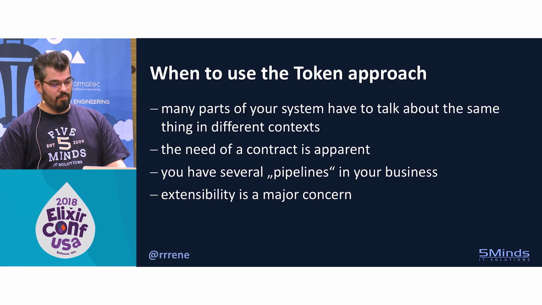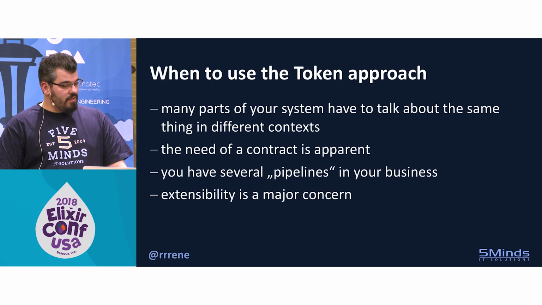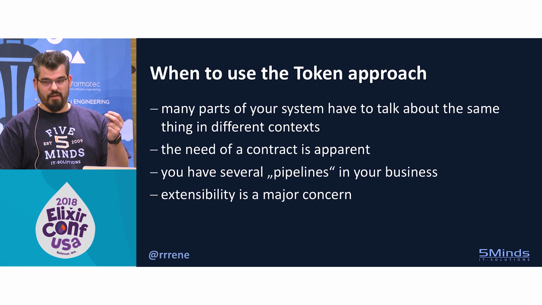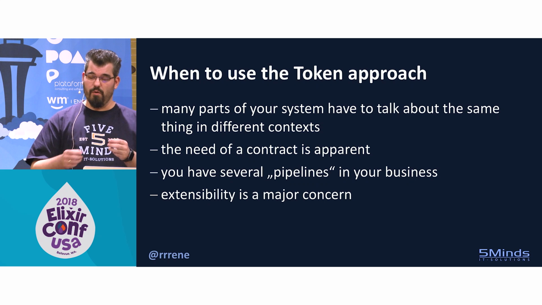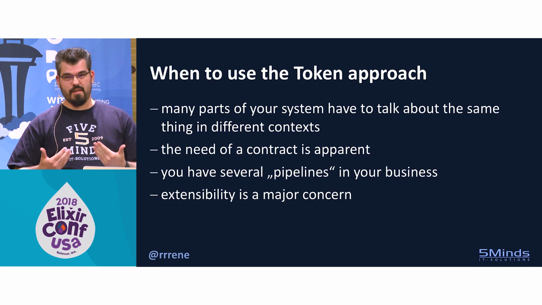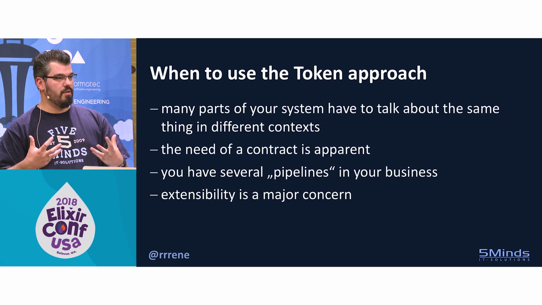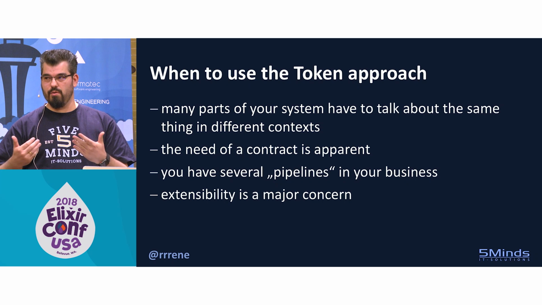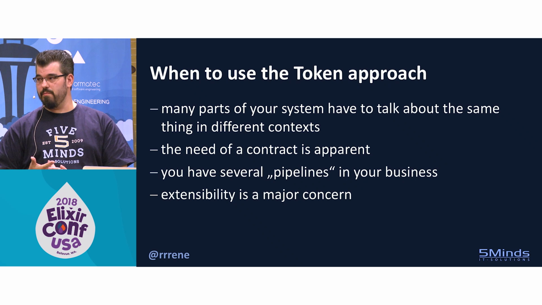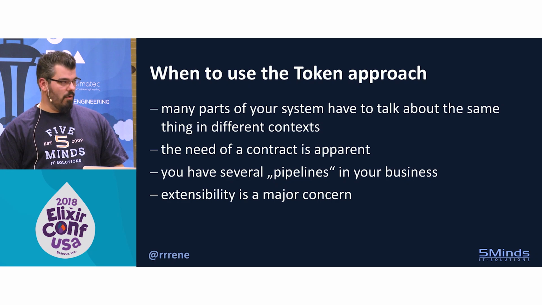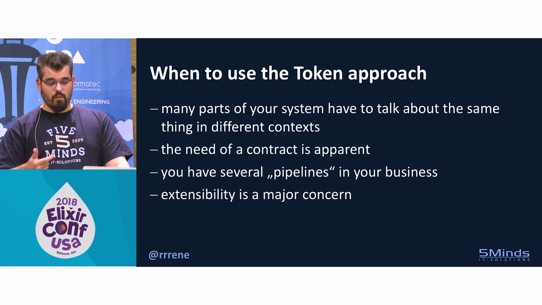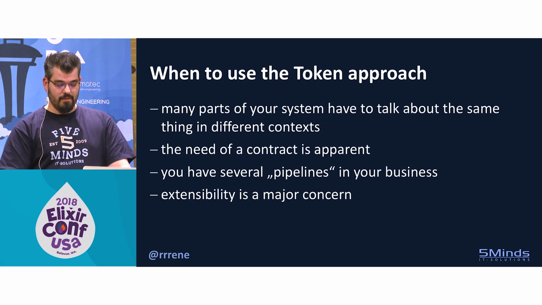Now, when to use this approach? Well, if many parts of your system have to talk about the same thing in different contexts, this is great. For example, after our login attempt is successful, in many systems what you then get back is some kind of identity. And you will use this identity for this user, which probably contains an email and claims and a claim-based security system or roles in lots of parts of your system to authorize actions, to contact the user, etc. So sometimes the need of a contract is apparent and simply outweighs the overhead of yet another struct.